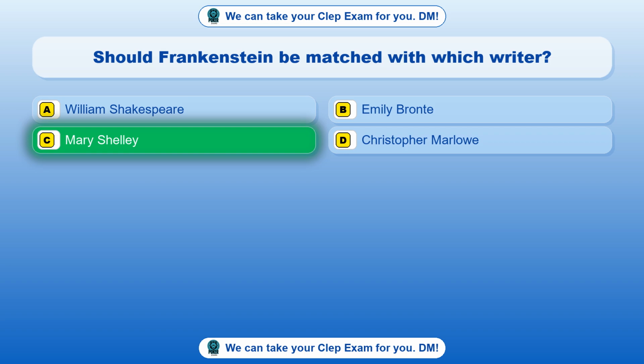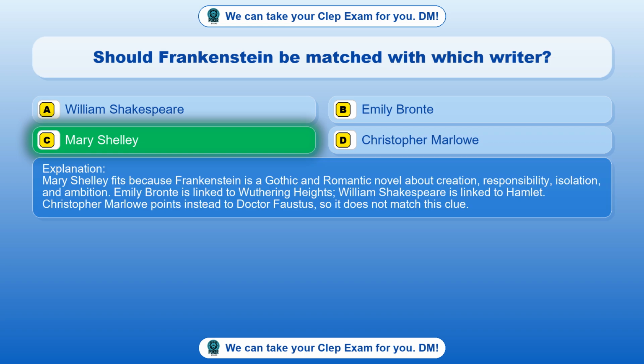Mary Shelley. Mary Shelley fits because Frankenstein is a Gothic and romantic novel about creation, responsibility, isolation, and ambition. Emily Bronte is linked to Wuthering Heights, William Shakespeare is linked to Hamlet. Christopher Marlowe points instead to Dr. Faustus, so it does not match this clue.